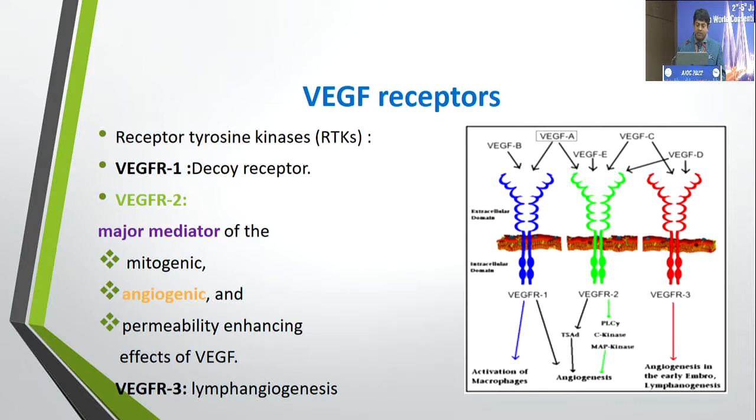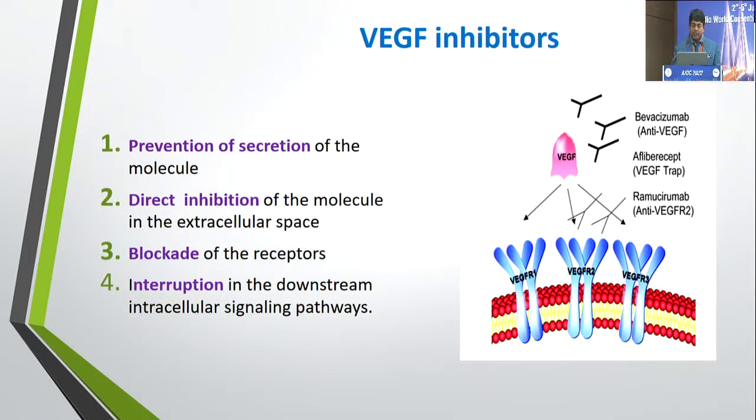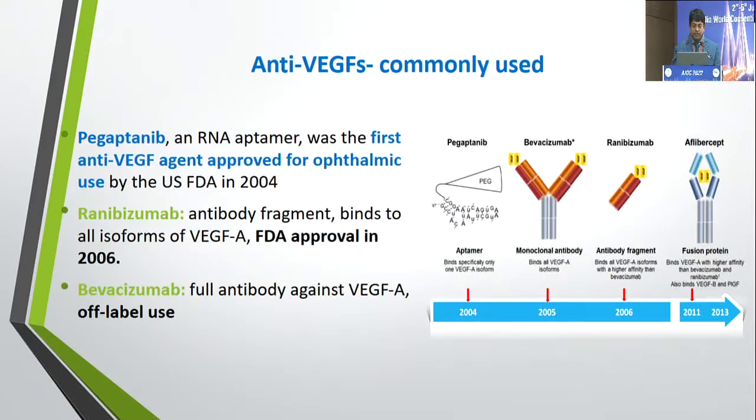Coming to the VEGF receptors, there are three types of receptors, of which VEGF receptor 2 is the major mediator for angiogenesis. The VEGF inhibitors act either by prevention of secretion of the molecule, direct elimination of the molecule in the extracellular space, blockade of the receptors, or interruption in the downstream intracellular signaling pathways.